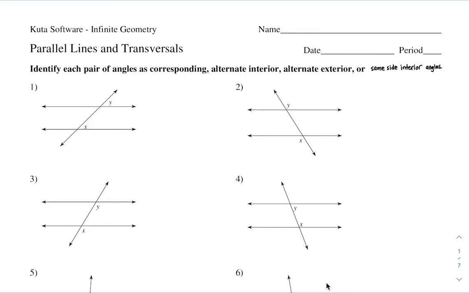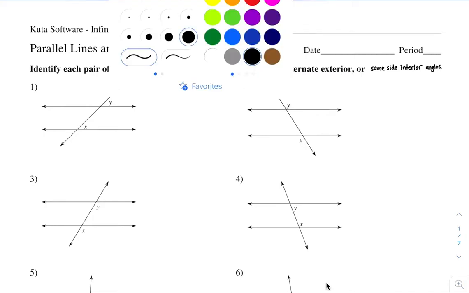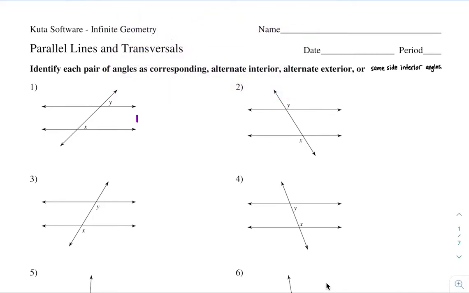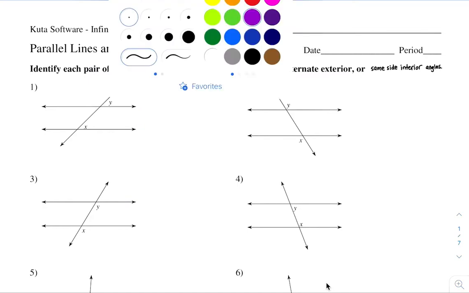So here is homework number 5, parallel lines cut by a transversal. So number 1, again, just to show you guys, I want to use a different color. There we go.